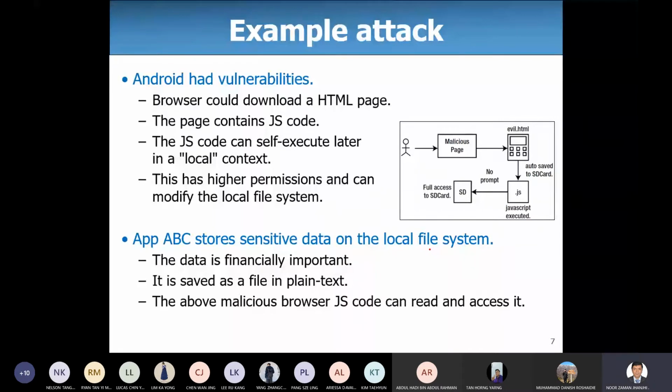Anyhow, coming back, you can see from this figure the examples of the attacks. This is only one scenario. This is a person, this is the malicious page, the evil.html or whatever it is, and then it is autosaved in your SD card, and it can have full access to your SD card, the memory of your cell phone. So you can see how a minor level mistake, a minor issue, can create a big problem for you.